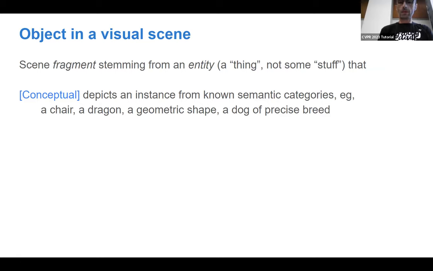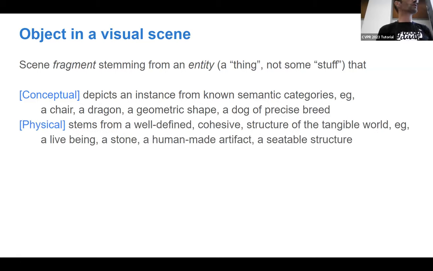We can also take another angle, which is physical. In that case, we are back to the definition I was presenting in the previous slide. So it stems from something which is an identifiable structure in space. It's tangible. It can be live or not. It could be a stone, something made by humans, or it can be defined by the fact that you can use it, like something you can sit on, and it's called affordance.